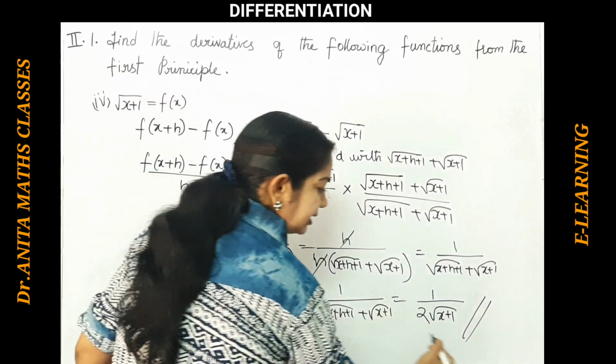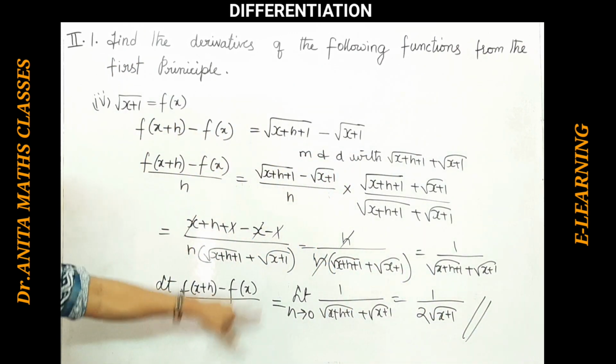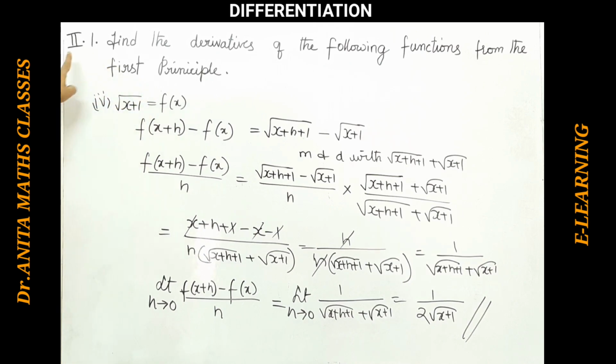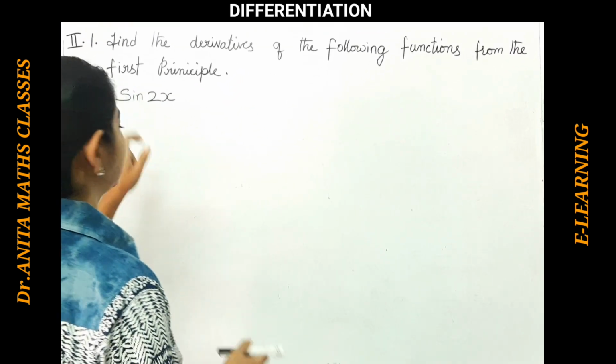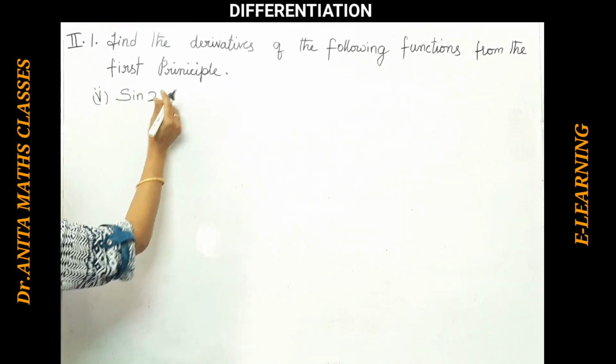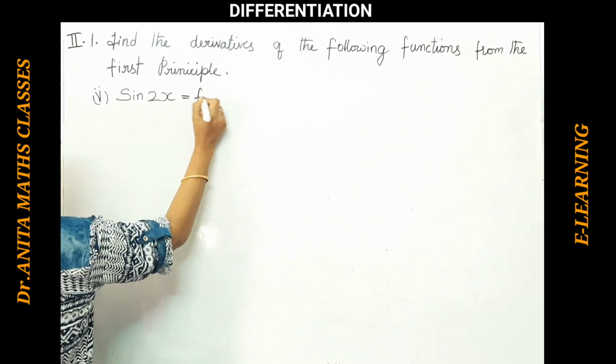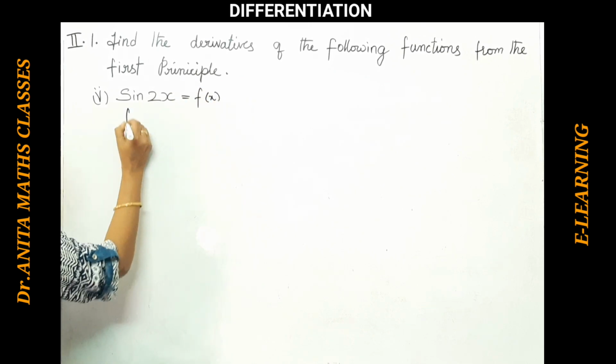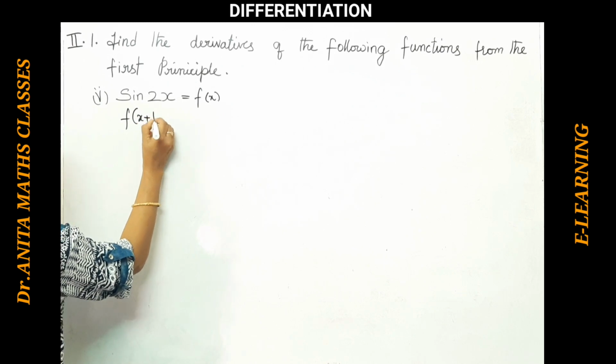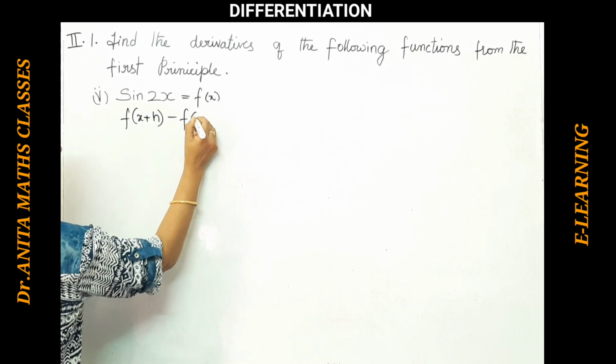The same thing we get here, but we have to do using the first principle. Please pause it and note it down. So let's do the next one, the fifth one here. Sine of 2x, let's consider this as f of x. So according to the first principles, let's find first f of x plus h minus f of x.